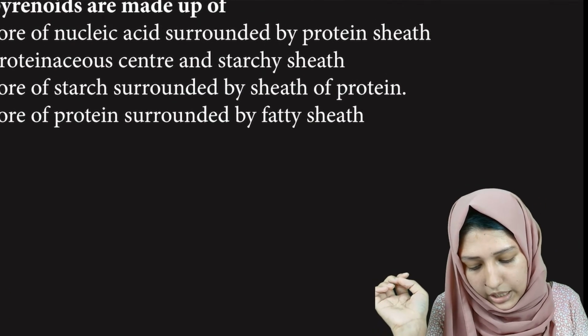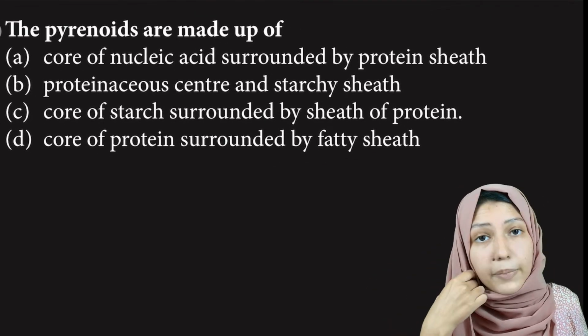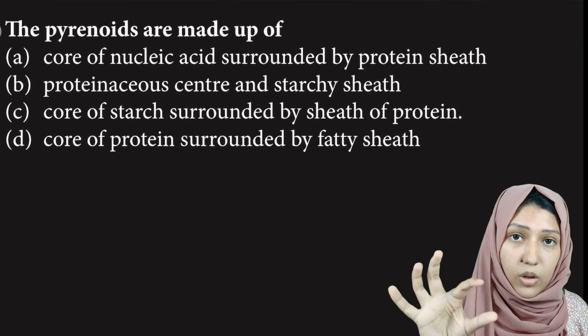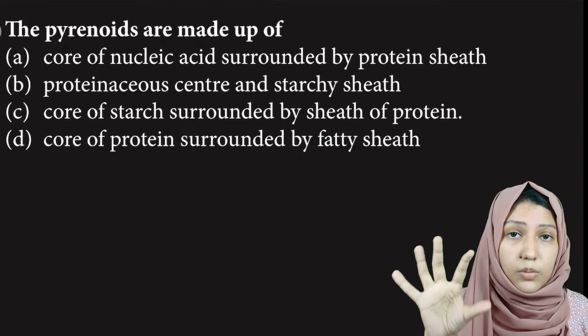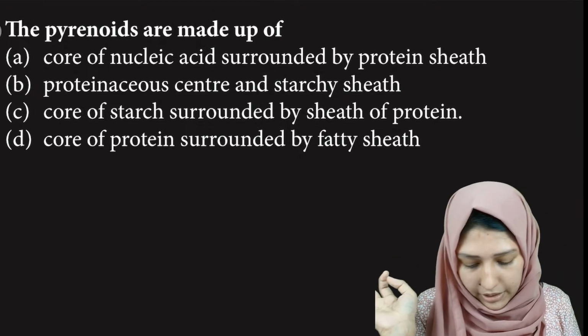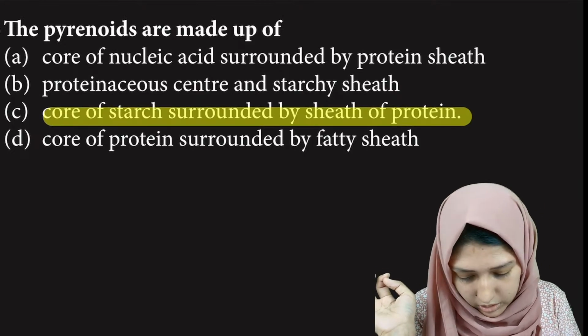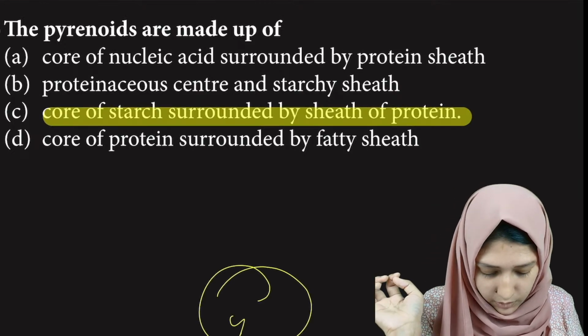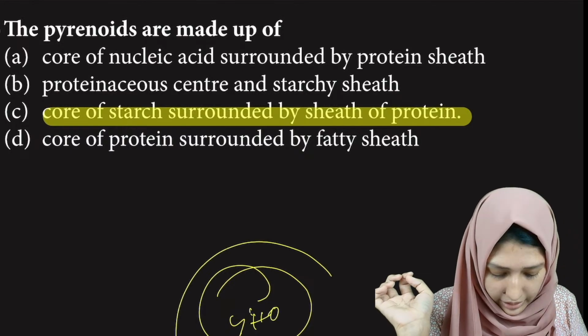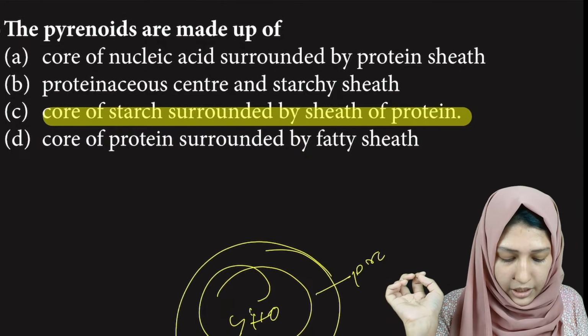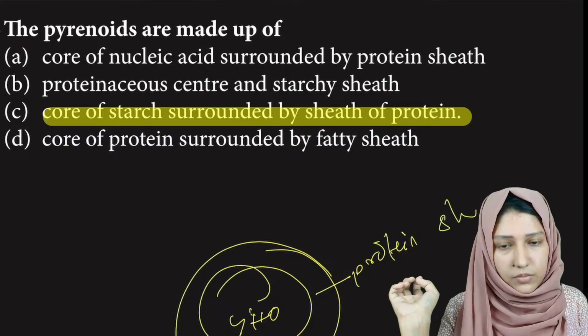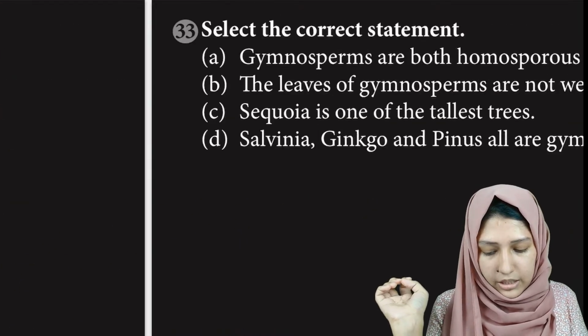Now, the pyrenoids are made of what? Pyrenoids are storage bodies in algae, and they are made of a core of starch surrounded by a sheath of protein. Inside it is carbohydrate and outside it has a protein sheath. Okay, clear. Next question.